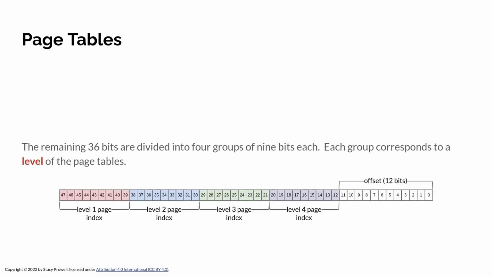And here's how they do that. The 36 bits in the top, 48 minus 12 is 36, are divided into 4 groups of 9 bits each. Each group corresponds to one level of the page tables. So the highest ones are the level 1 page index, and then level 2, level 3, and level 4. Levels? Yes.